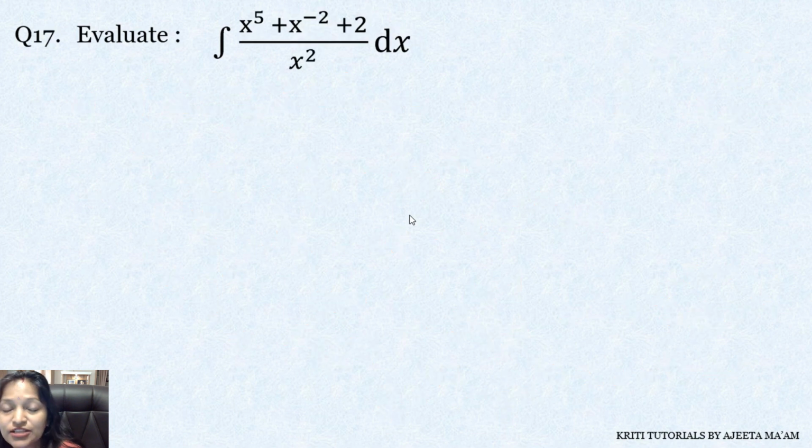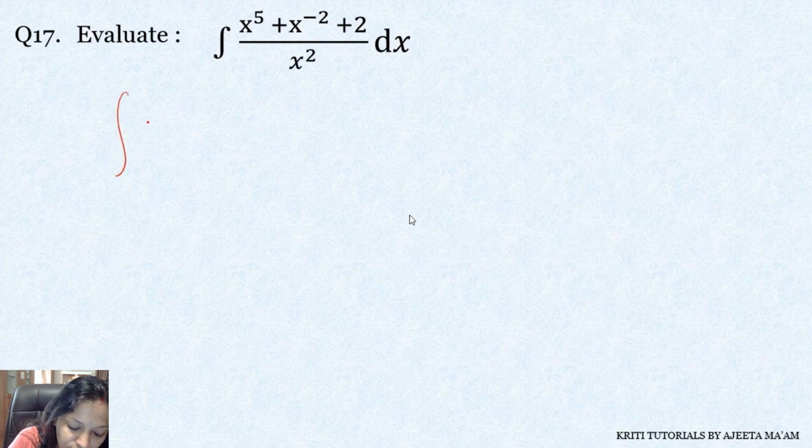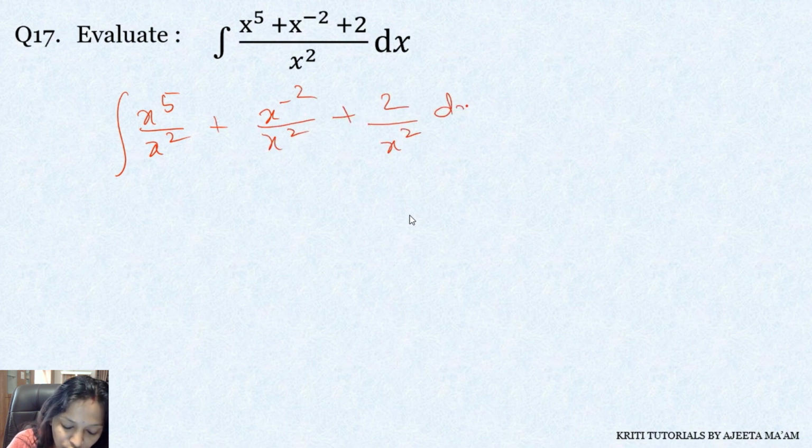Now here we have x raised to 5 plus x raised to minus 2 plus 2 upon x square. So again we separate the denominator and get our answer using the power rule. See how important the power rule is. Every question you are getting on power rule here. So we get here x cube. Here we get x raised to minus 4. Here we get 2x raised to minus 2.